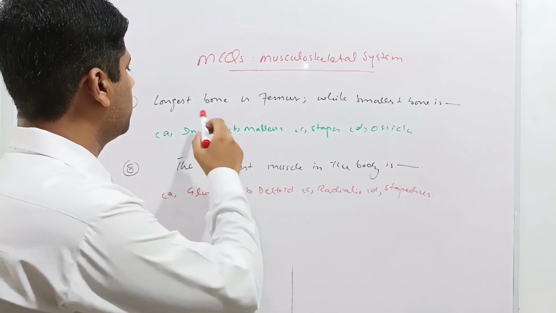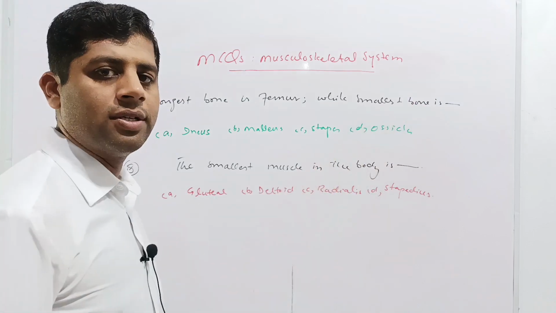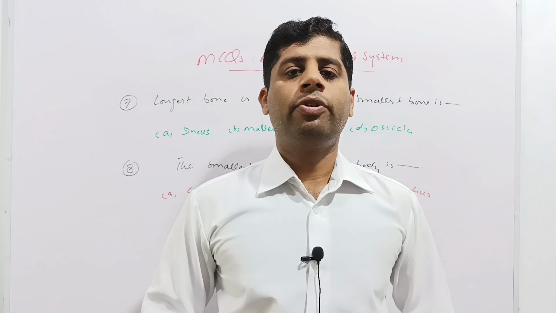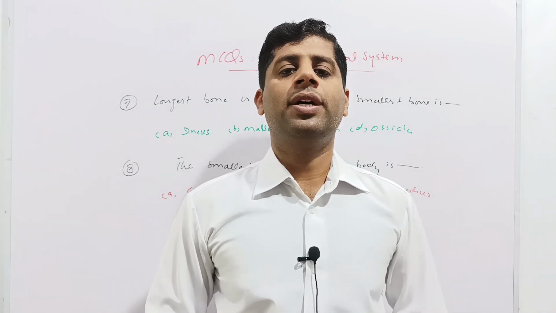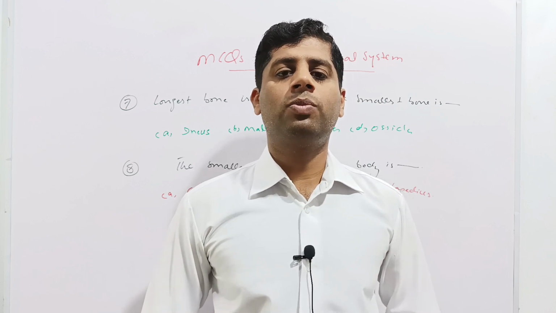Next question is, longest bone is femur, while smallest bone is dash. Given options are incus, malleus, stapes or ossicles. It's an informative question because the information given here is that the longest bone in the body is the femur bone, present in the thighs, while the smallest bone is asked here.